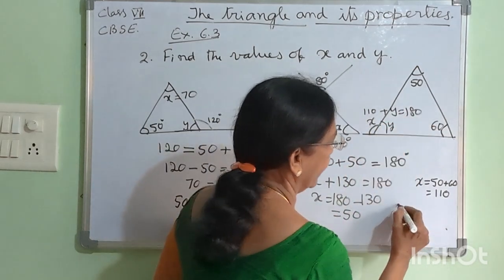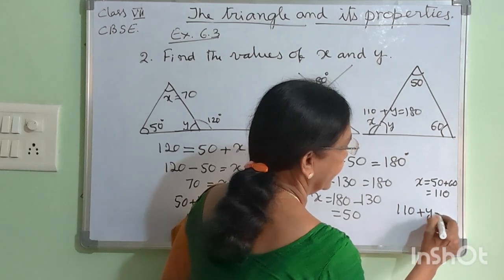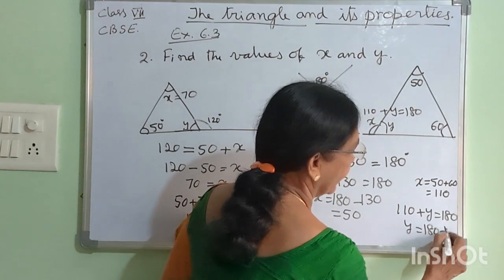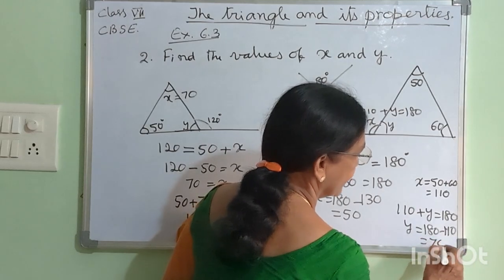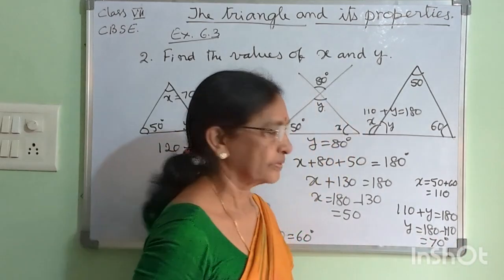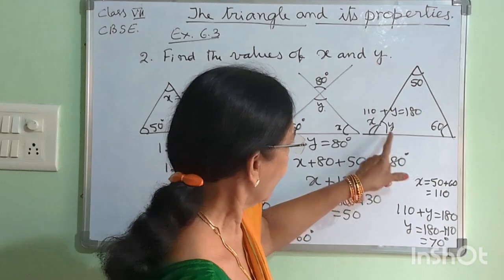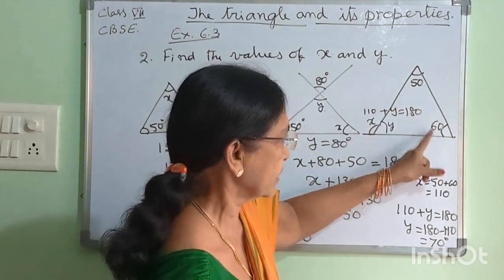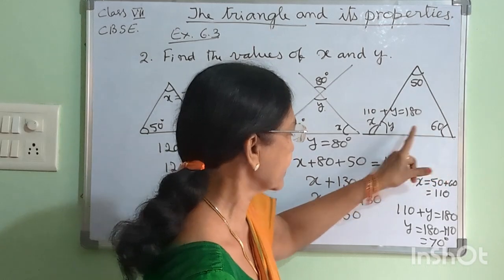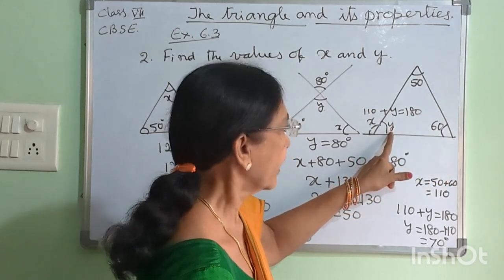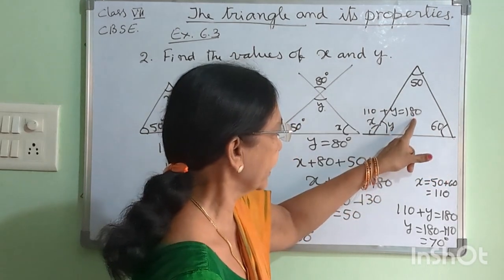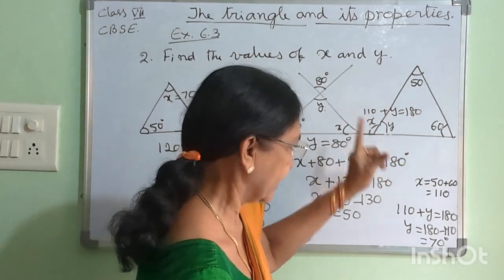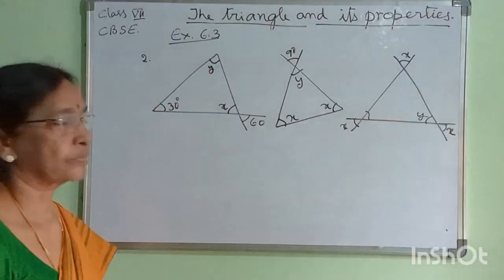As they are linear pair, their sum is 180 degrees. Therefore, y is equal to 180 minus 110, that is equal to 70 degrees. Thus, x is equal to 110 degrees, that is the exterior angle, which is equal to the sum of the remote interior angles. And x and y are the linear pair, their sum is 180 degrees. Therefore, y is equal to 180 minus 110, that is 70 degrees.